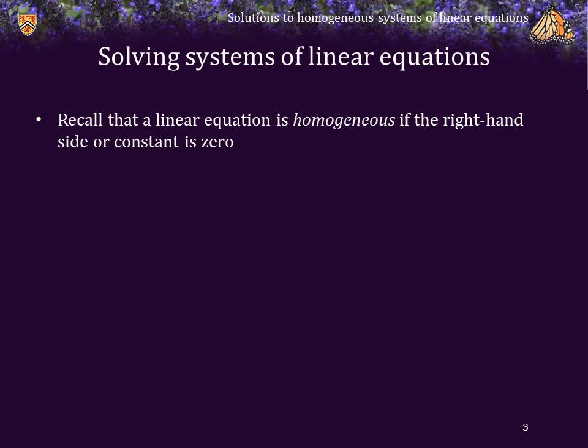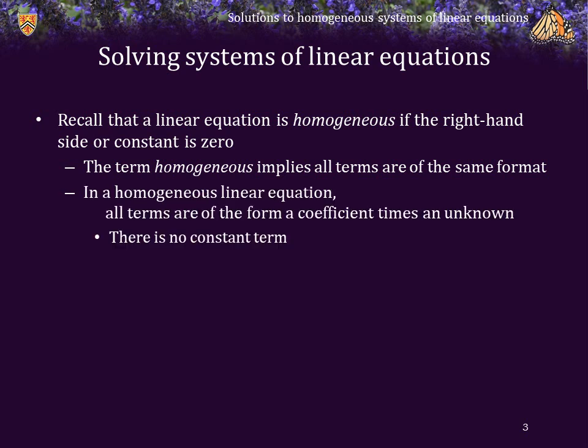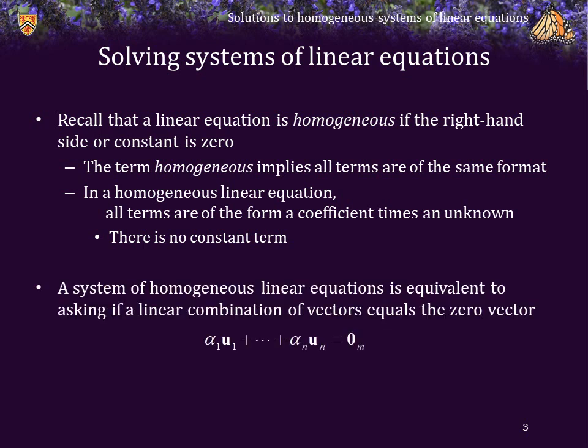Recall that a linear equation is said to be homogeneous if the right-hand side, or the constant, is zero. The term homogeneous implies that all the terms are of the same format. So in a homogeneous linear equation, all the terms are of the form a coefficient times an unknown. There is no constant term. A system of homogeneous linear equations is equivalent to asking if a linear combination of vectors equals the target zero vector.